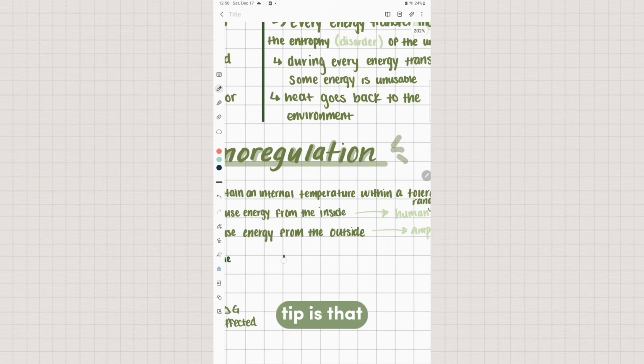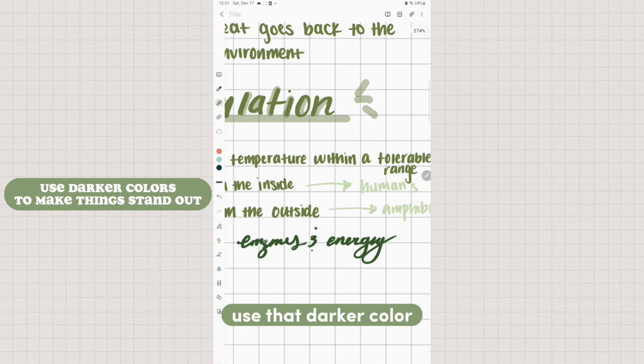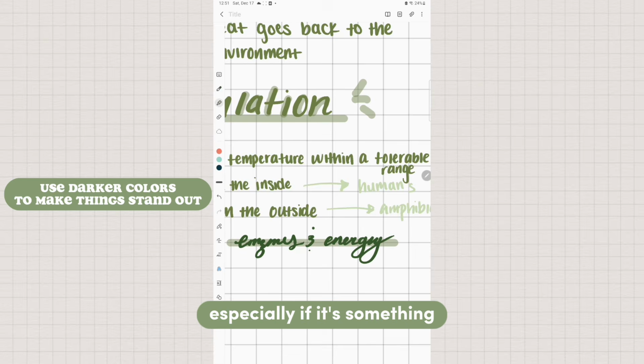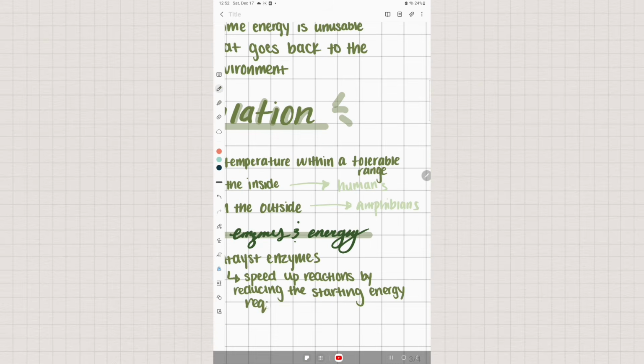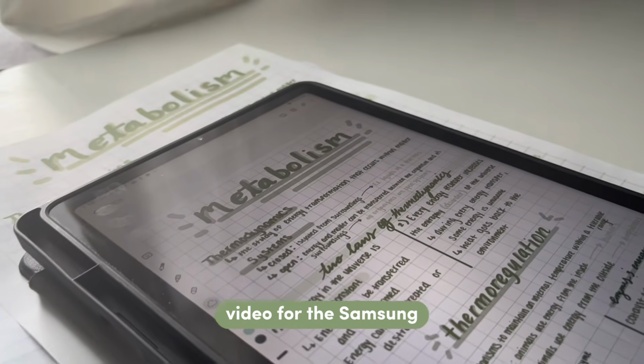And my final tip is that when you're going to add a little notes box or a little subsection, use that darker color for that notes section so that it pops out against your page, especially if it's something really important. But hopefully you guys like this fast tips video for the Samsung Tab.